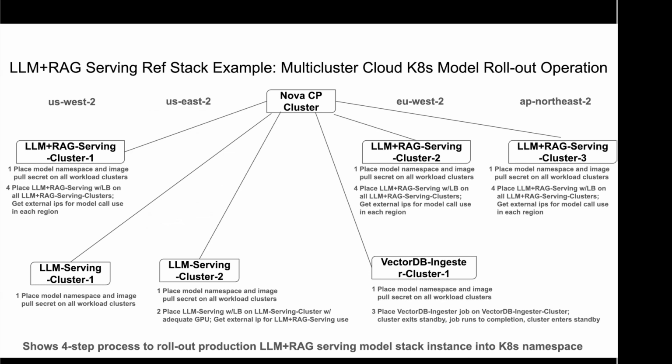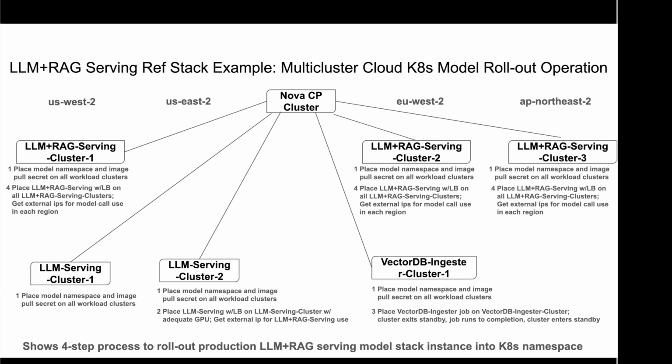It's a 4-step process. The first step being establishing the model namespace and image pull secrets across all the different workload clusters. So you can see on the left, under US West, we've got our RAG serving cluster and our LLM serving cluster. They both get their model namespace and image pull secrets so they can pull the containers and run them and all that kind of good stuff.